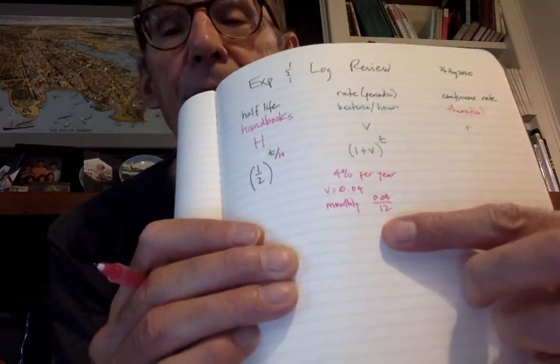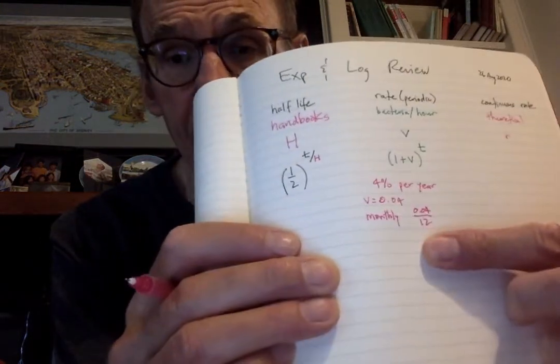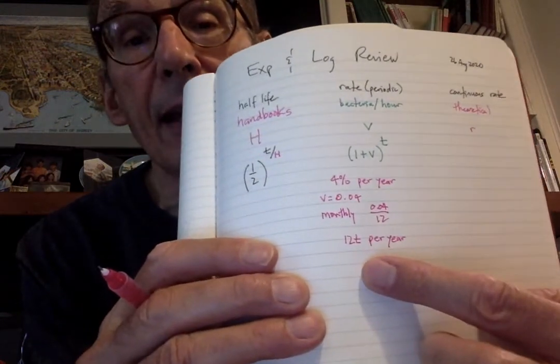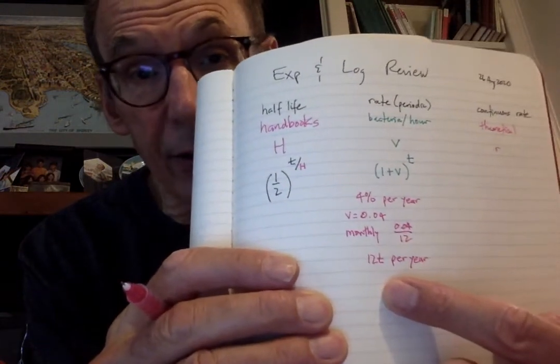And for pity's sake, do not simplify this. Put this in your calculator just like this. Let the calculator do the work. The other problem is you've got 12t payments per year, if you've done things monthly. And again, for pity's sake, put that in your calculator. Don't try to simplify it.